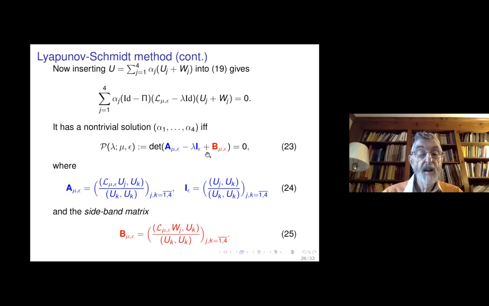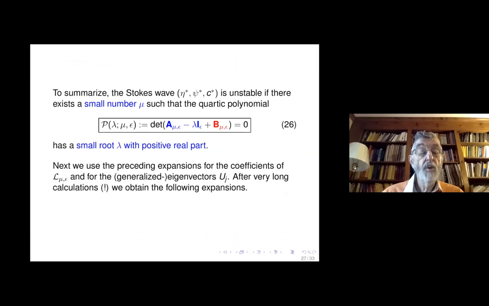First, it's a little complicated. There's a lot of calculation to do here, but we will compute this by expanding in small powers of epsilon and mu. A summary: we want to find epsilon and mu, with epsilon fixed for the time being, such that there is a solution of this fourth degree polynomial equation for lambda with a positive real part.